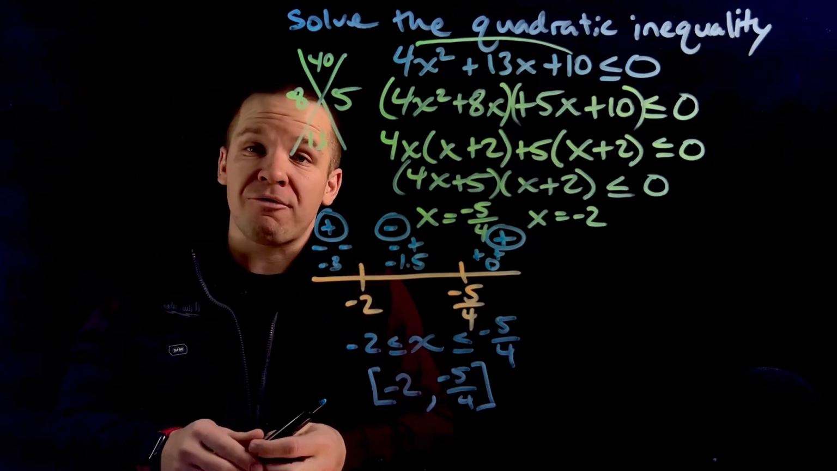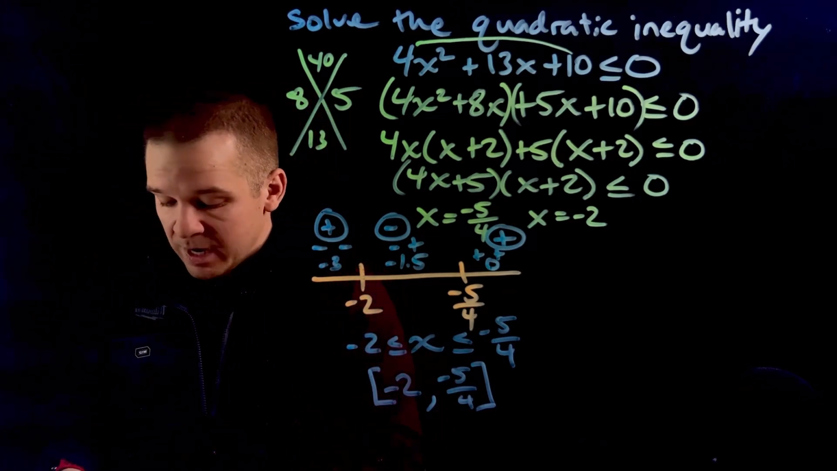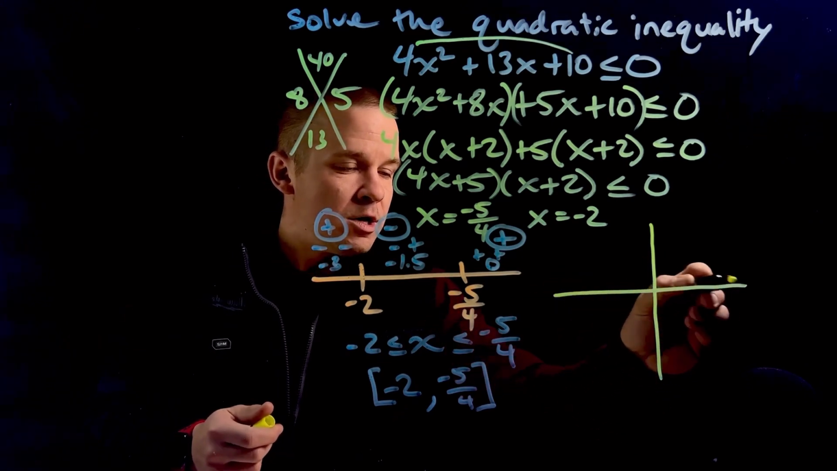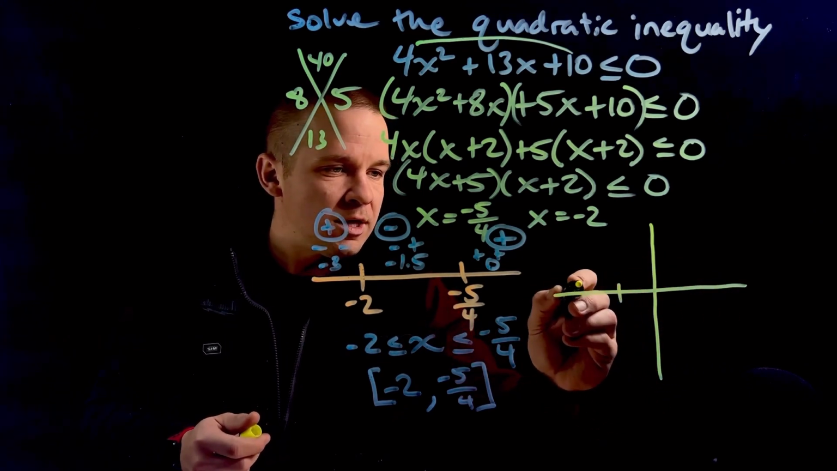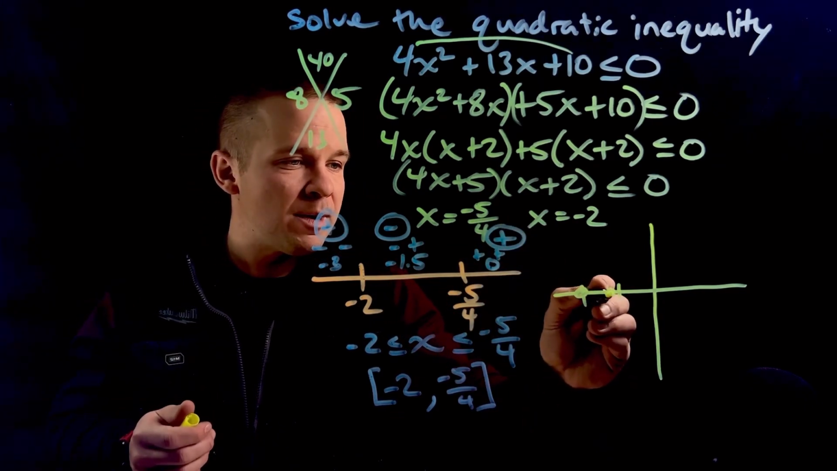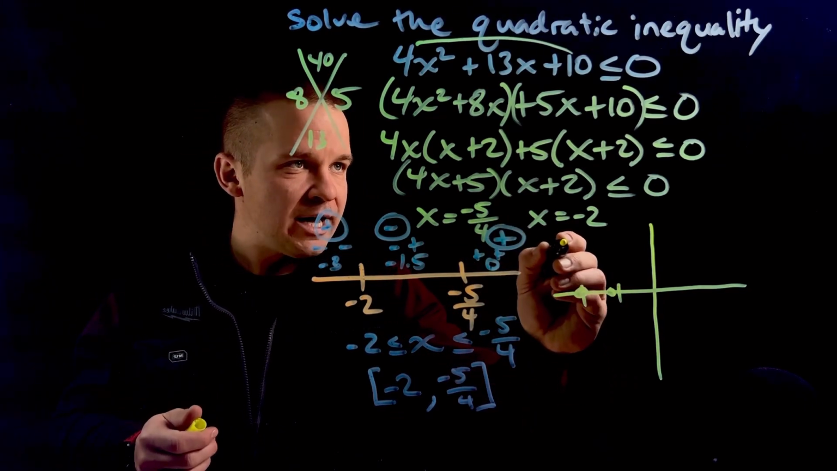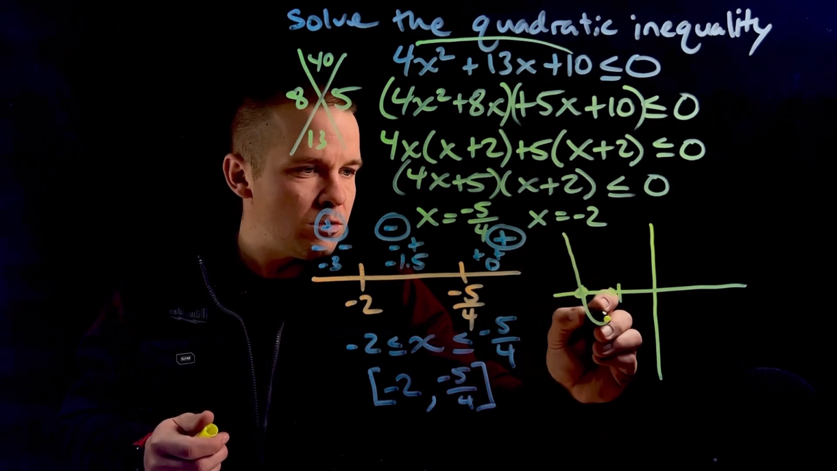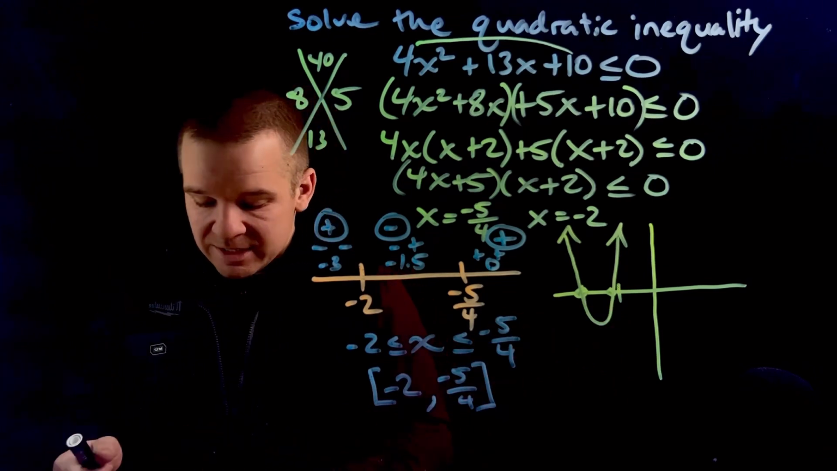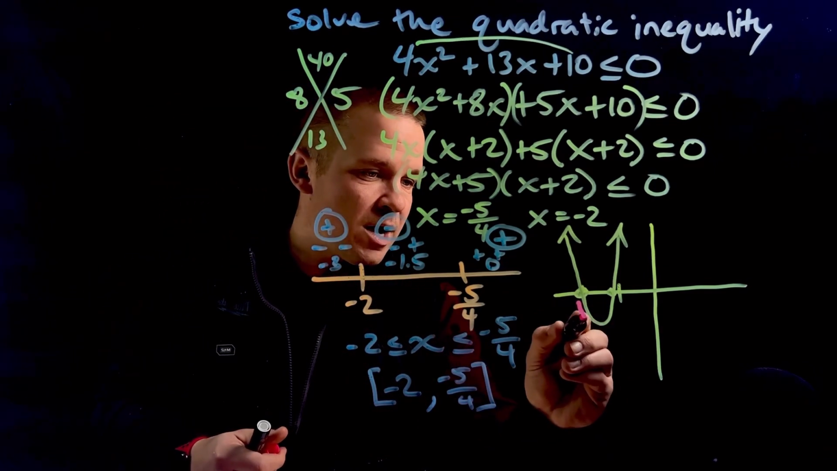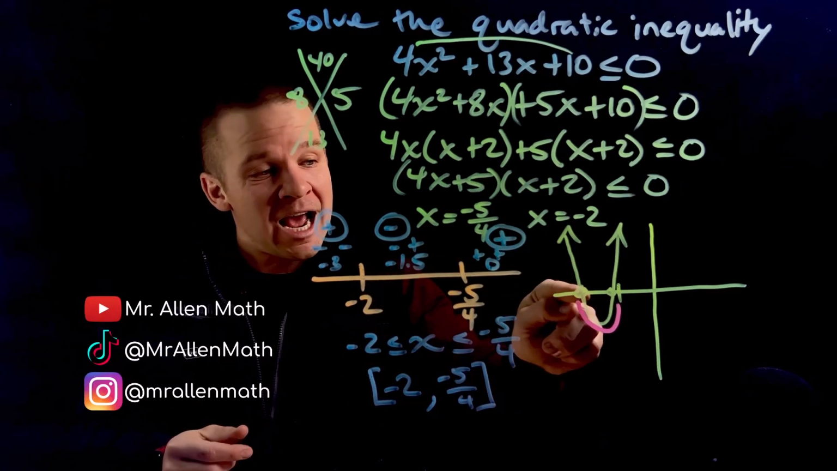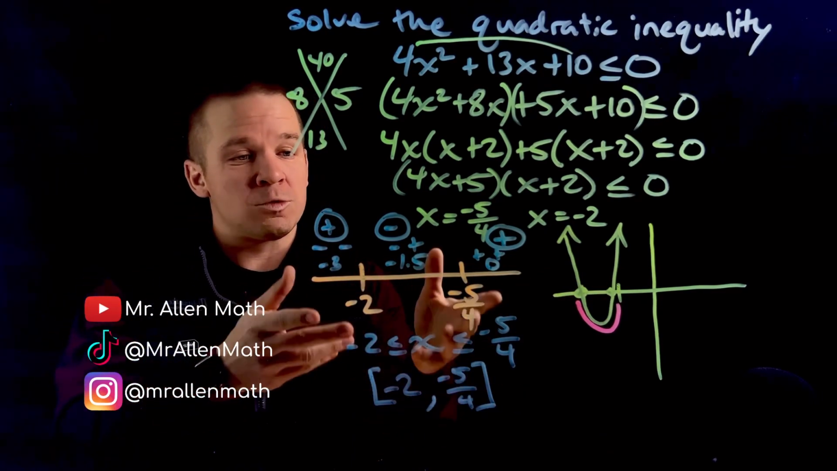Let's see how the graph would agree in this situation. What we'd have here is a lovely little quadratic, right? So we got negative 2, there we go. And it's negative 1.25 roughly, so it's going to be right about here. And I'm going to have something that looks like this. As we can see, in that middle section right there, that's when it's below the x-axis. It is negative, and at those two spots, it's equal to 0, which is why we included them.